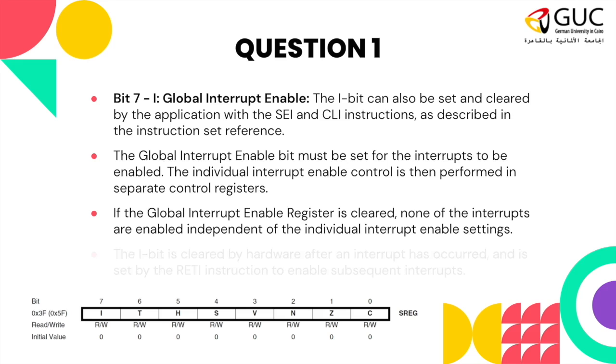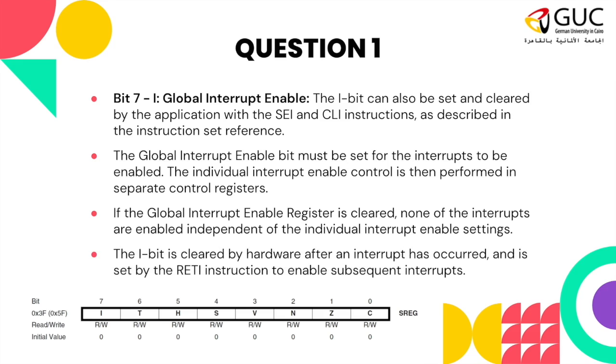Finally, the I bit is cleared by hardware after an interrupt has occurred, and is set by the RETI, which is the return from interrupt instruction. It's an assembly instruction to enable subsequent interrupts. So actually, a rule of thumb: an interrupt cannot interrupt an interrupt. So multiple interrupts are considered.